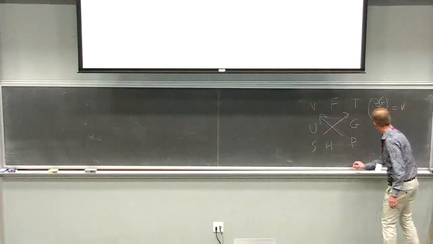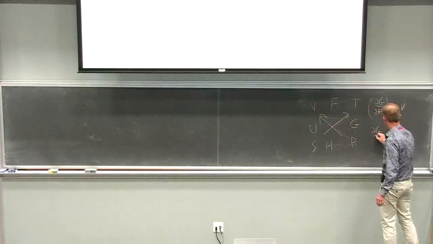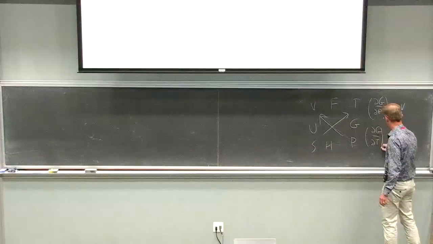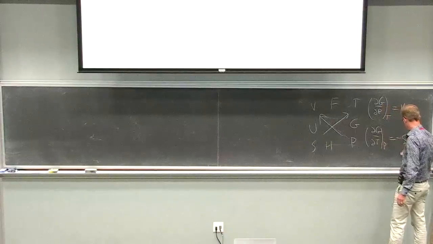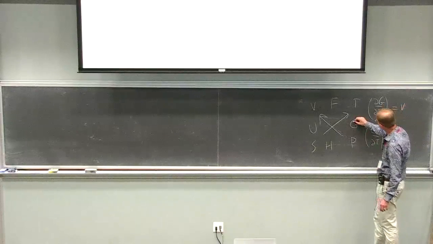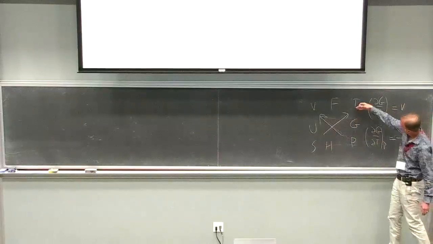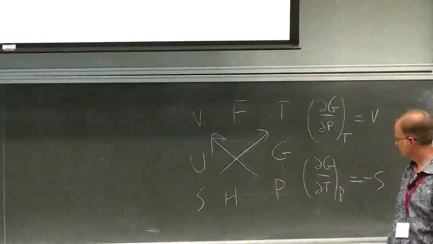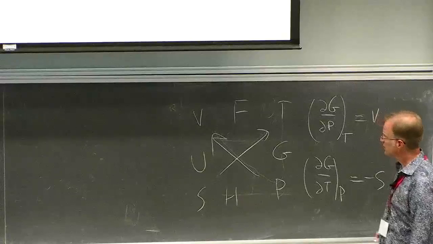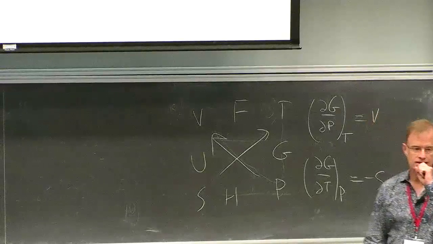And dG/dT at P is equal to minus S, and that's this path here. dG/dT is equal to minus S. And it's a minus sign because you're going against the arrow. All right. The other thing you can do is second derivatives.